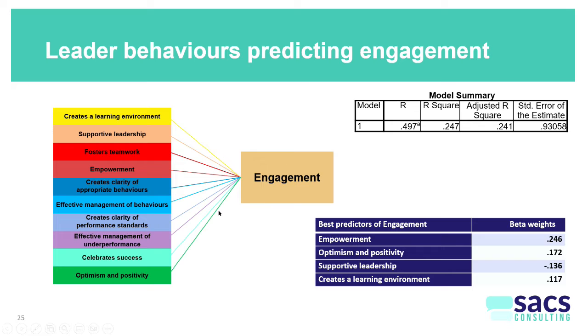And 4 of these are accountability type behaviours, creating clarity about appropriate behaviour, effective management of behaviour. So creating clarity is making it clear to staff what behaviours are acceptable. Effective management of behaviours is whether you do something about it when the behaviours are not up to scratch. And same with performance standards, so creating clarity about performance standards and then effective management of underperformance.